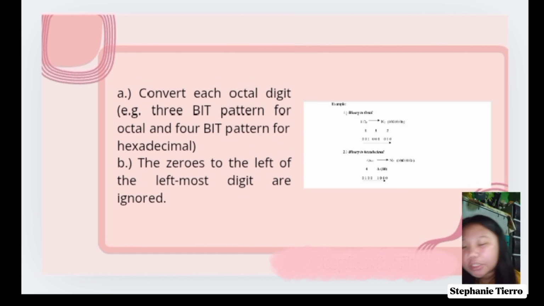Next, yung kay binary to hexadecimal naman. Kay binary to hexadecimal naman is same procedure lang siya hanggang sa makuha si 4A or 10, they call this one base 16. Yun. Hanggang sa makuha natin yun. Yun lang. That's all. Thank you.